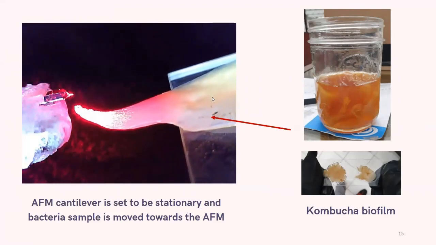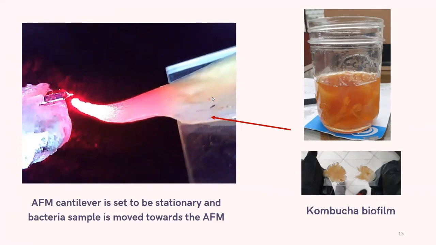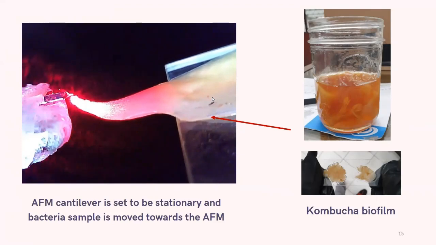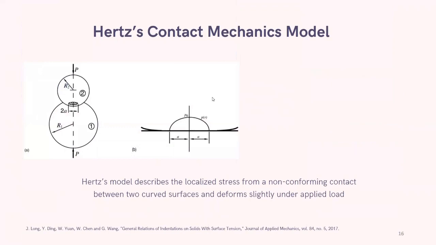The right side object that looks like a tongue in our biofilm is a kombucha biofilm, one of the most researched biofilms in literature. We chose this as our biofilm since it's easy to produce and it already has a lot of research on it. To obtain the mechanical properties of bacteria, we need a contact model.